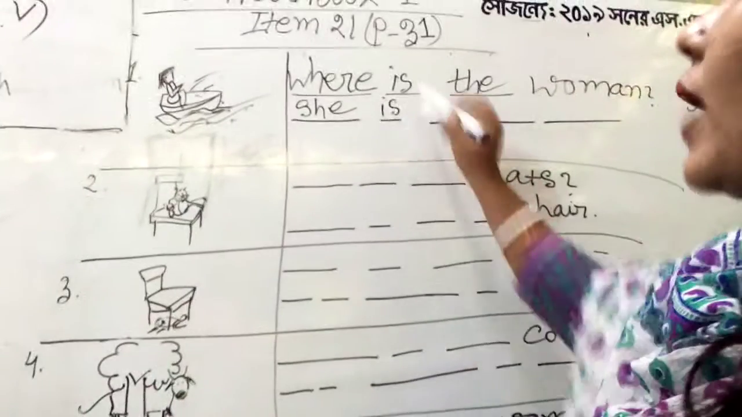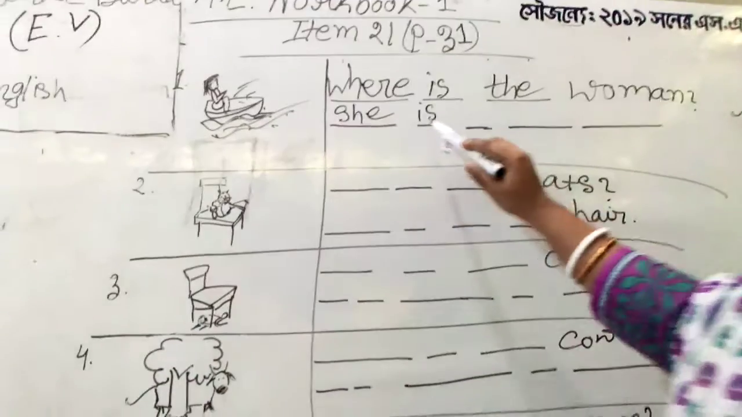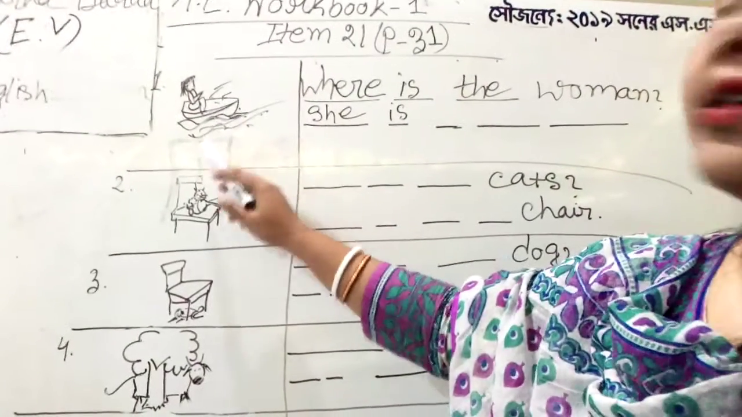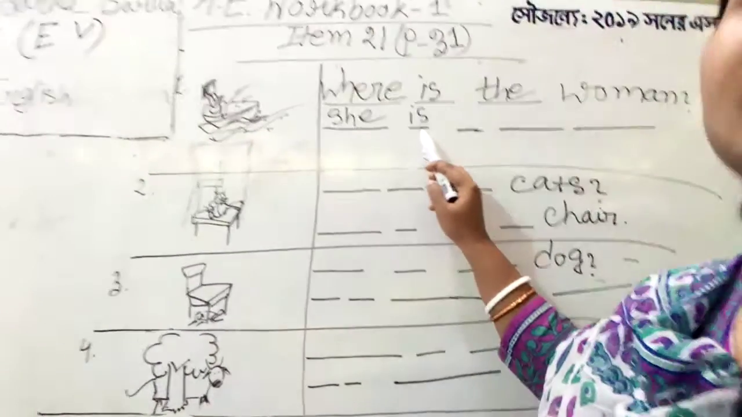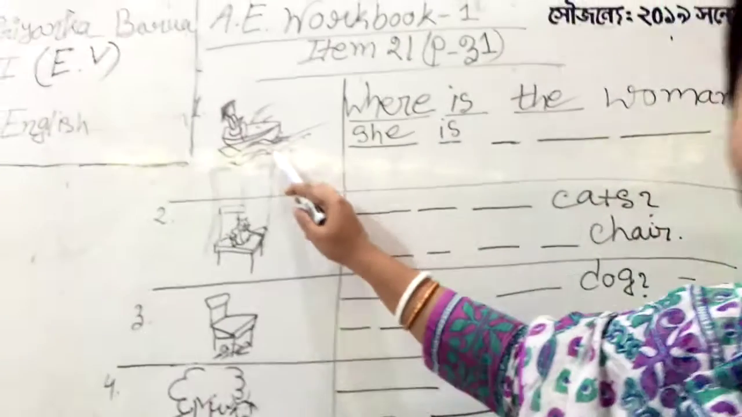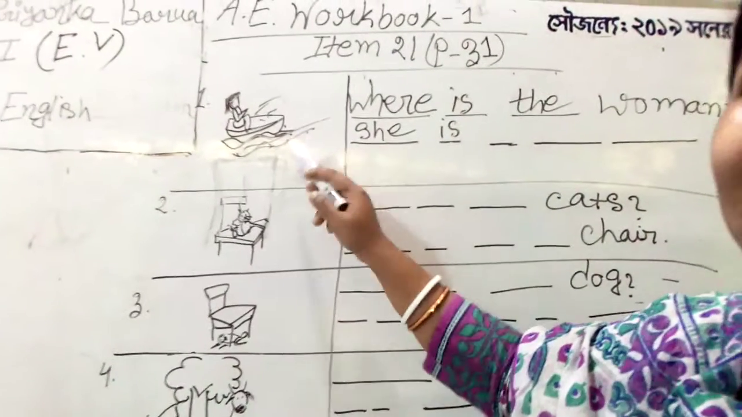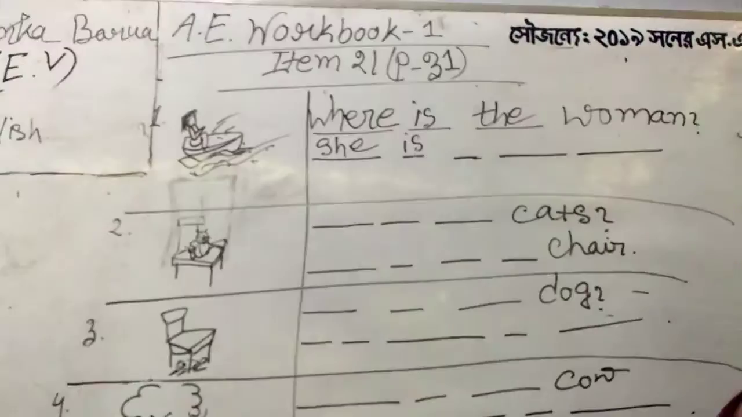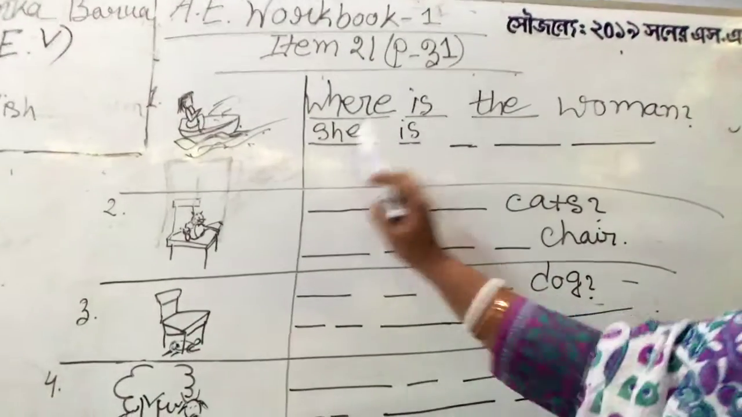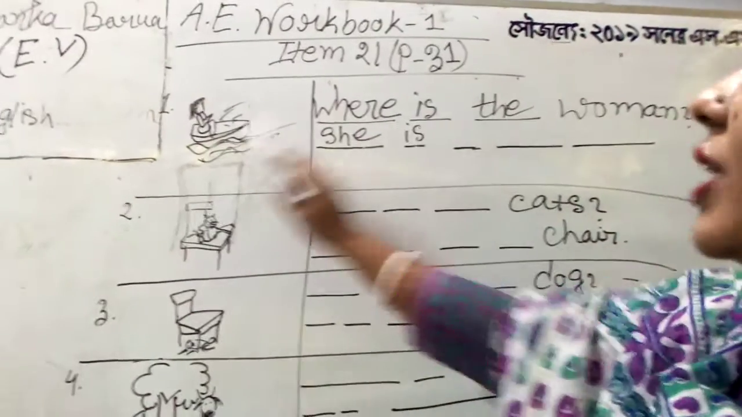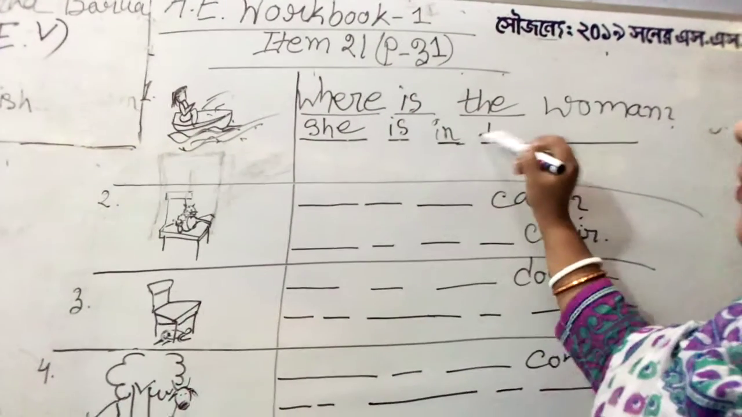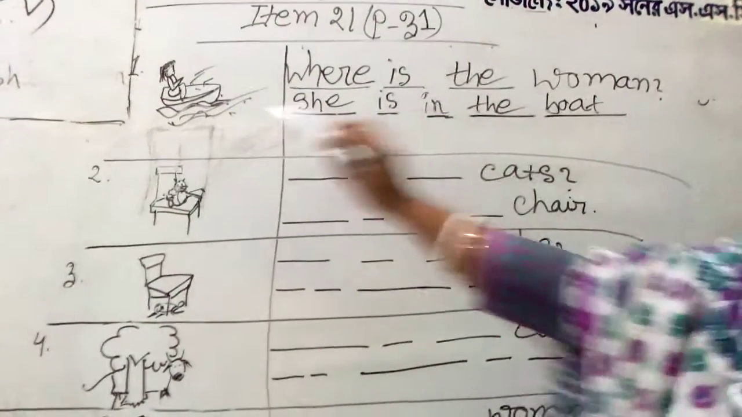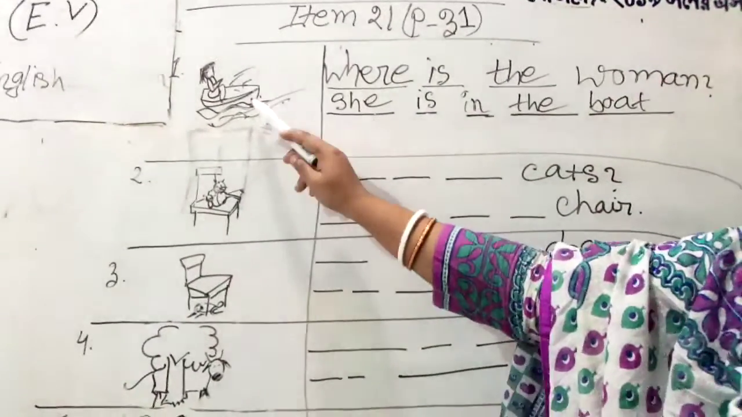She is. Why have I written is? Because she is just a woman. She is singular number. For singular number, we use is. As it is a woman, that means she is a female person. That's why for woman or girl we can use the pronoun she. So she is where? She is in the boat. She is in the what? In the boat. Is she in the house? No, she is in the boat.